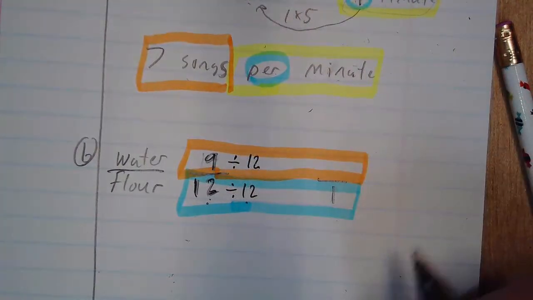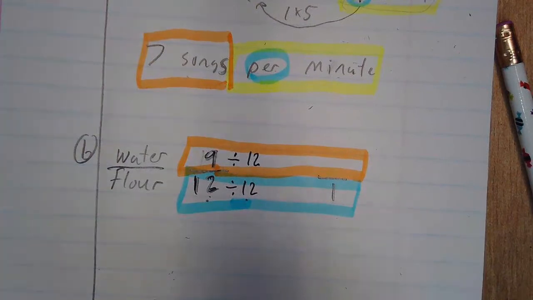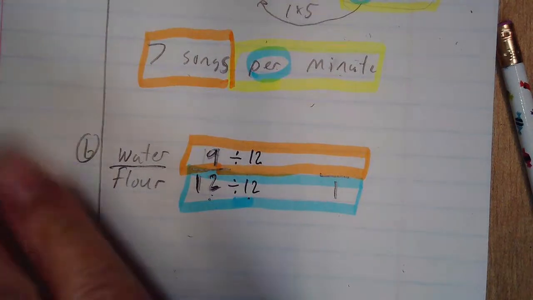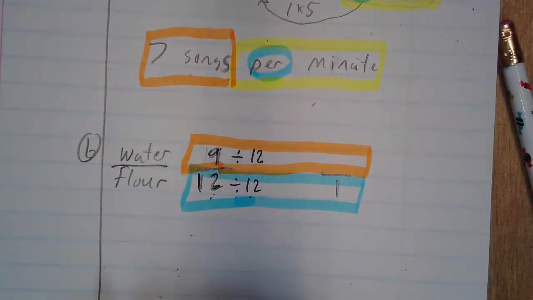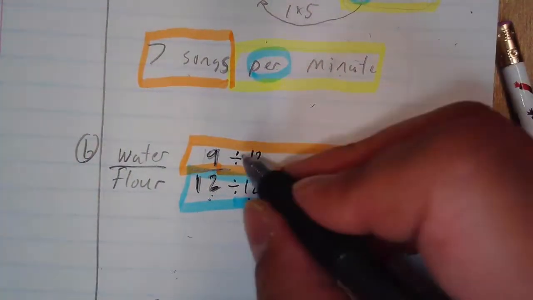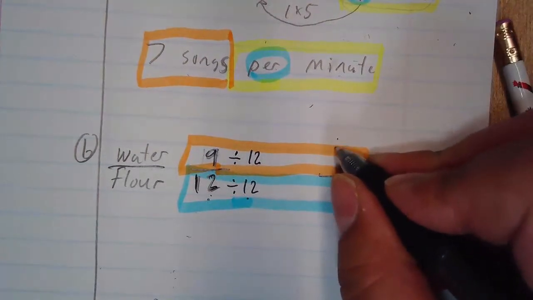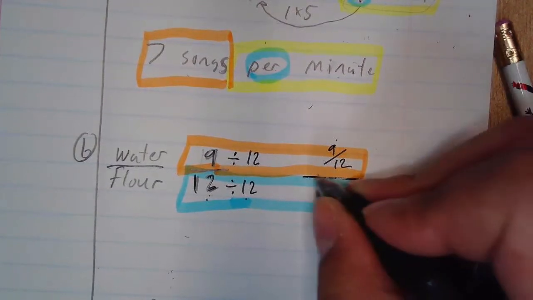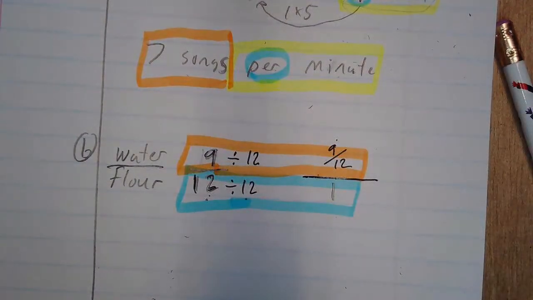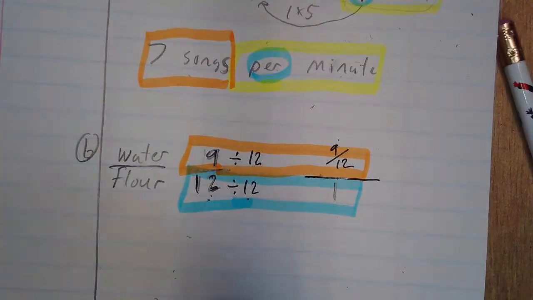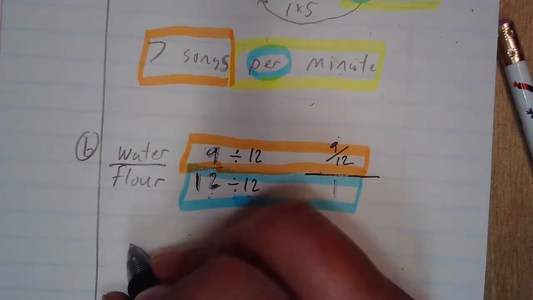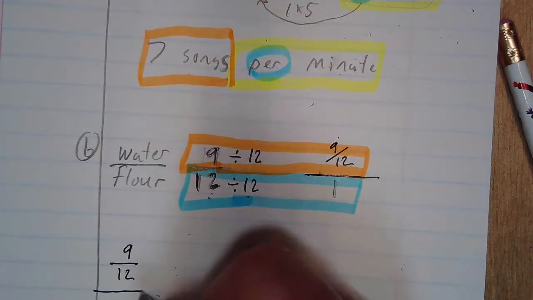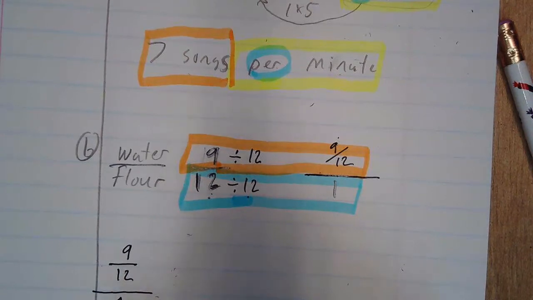9 divided by 12. This is the weird part. You're not going to get a whole number. You're going to get a fraction. What's going to happen is you're going to have to write this: 9 over 12 per 1. It's a little weird. You're like, what? Just for now, just watch what I'm doing. I will explain what's going on in just a moment.